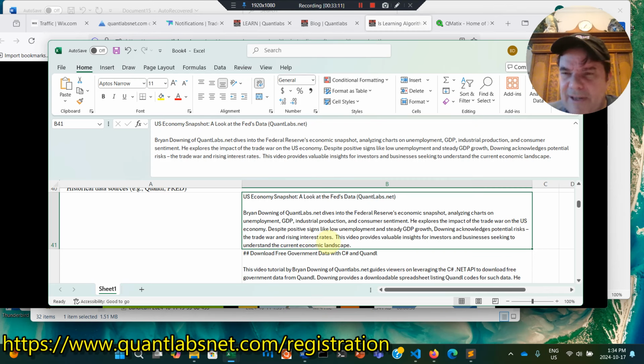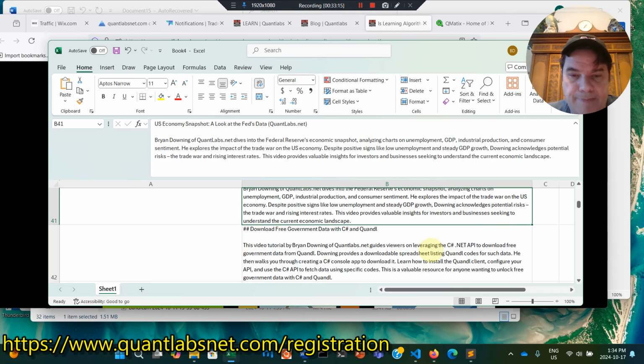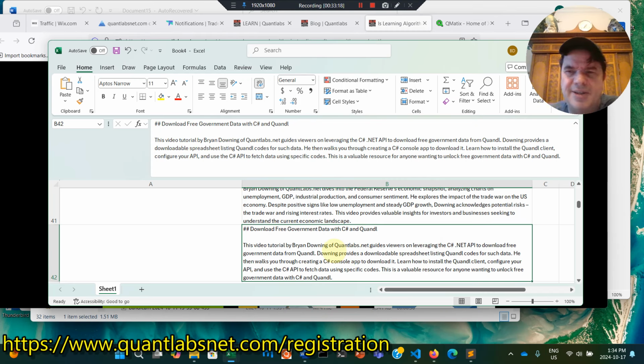Rising interest rates, now they're dropping them because it got too high. Okay, so here is another source you can use, C Sharp and Quandl.